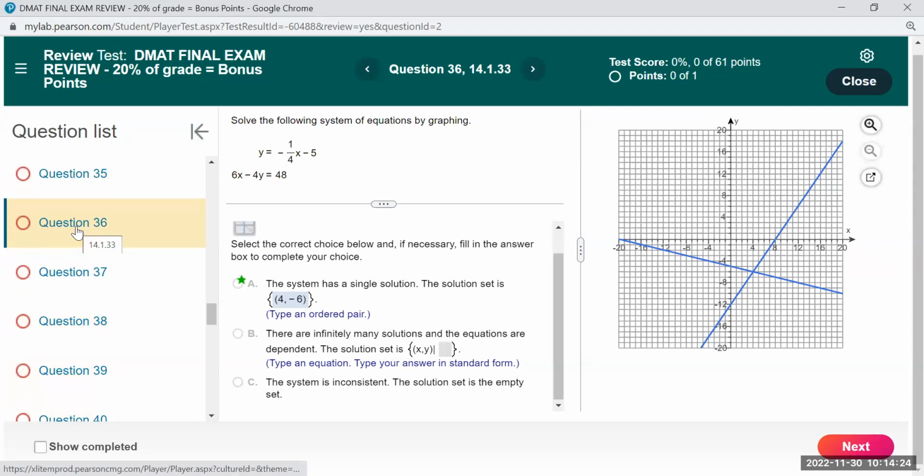Number six. Solve the following system of equations by graphing. y equals -1/4 x minus 5, and 6x minus 4y equals 48. Line 1, line 2.